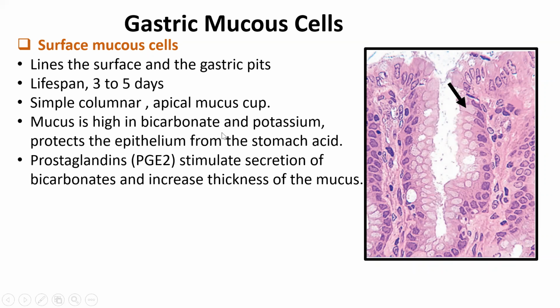The mucus is high in bicarbonate and potassium to protect from the acidic secretion. We'll talk later about how the stomach makes acid, and you need to protect these cells, the neighboring cells, from the acid. That's why they have this mucus, which is thick and high in bicarbonate to neutralize the acid, protecting the epithelium from the stomach acid. They secrete prostaglandins, which stimulate the secretion of bicarbonate and increase the thickness of the mucus. So there are 2 factors here: the prostaglandin stimulates the secretion of bicarbonate, to make the mucus thick and also to neutralize the acidity of the stomach.